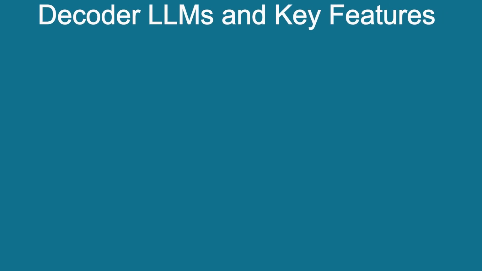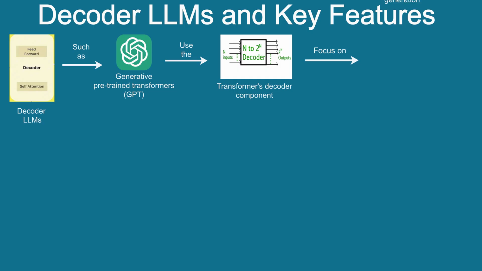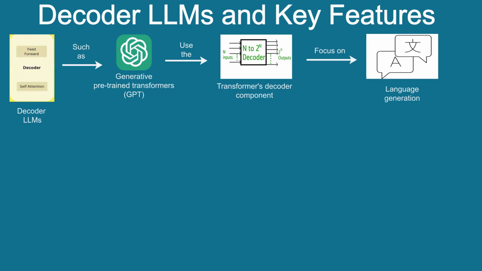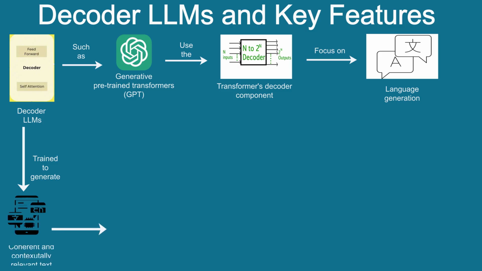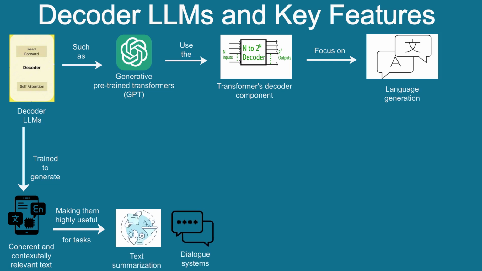Decoder LLMs and key features. In contrast, decoder LLMs, such as Generative Pre-trained Transformers, or GPT, use the transformer's decoder component to focus on language generation. These models are trained to generate coherent and contextually relevant text, making them highly useful for tasks such as text summarization, dialogue systems, and creative writing.